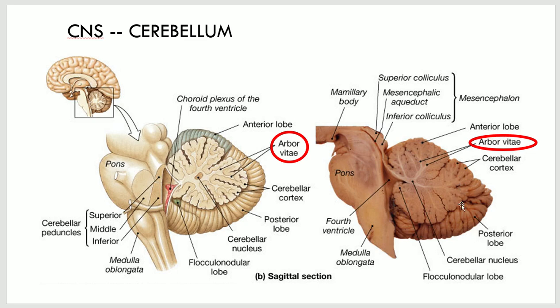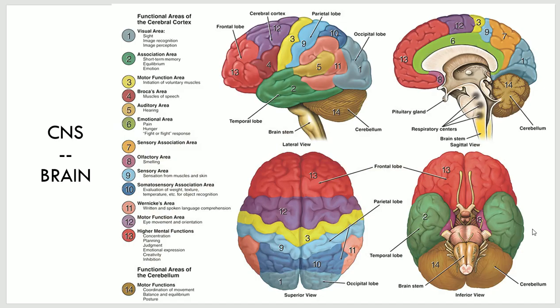Arbor vitae. So be able to identify that and be able to tell me that's the tree of life. So if your cerebellum gets damaged, probably won't be a good thing if it's comprised of the tree of life, right? Okay, moving on. So we're going to spend some time here.